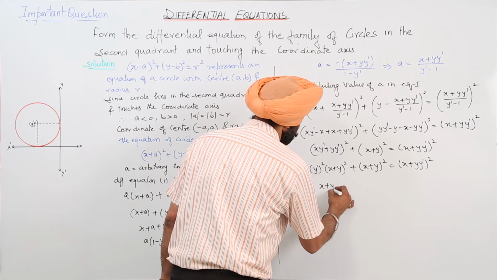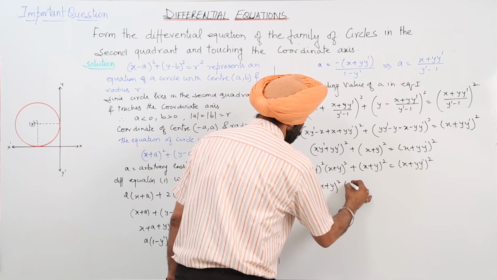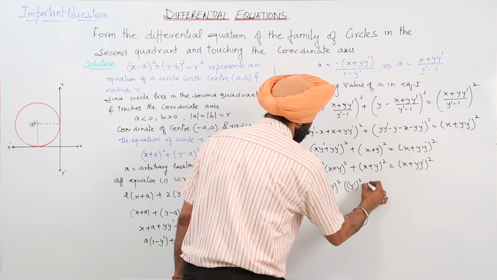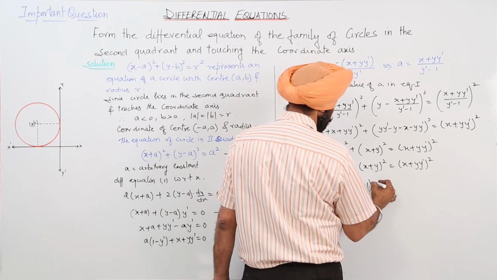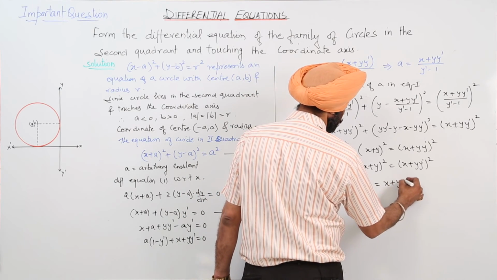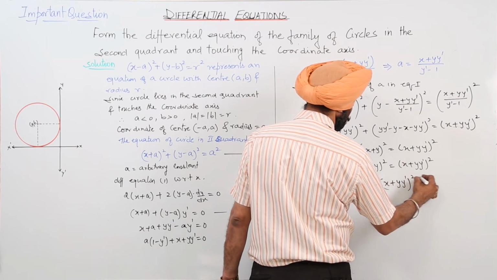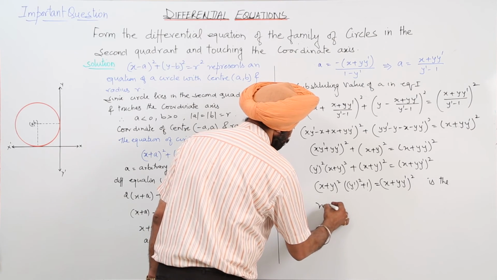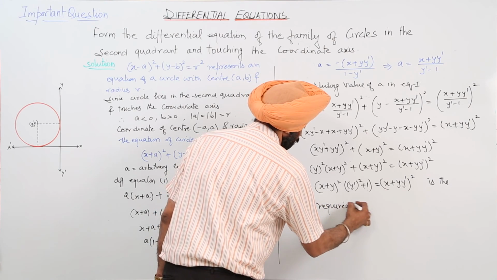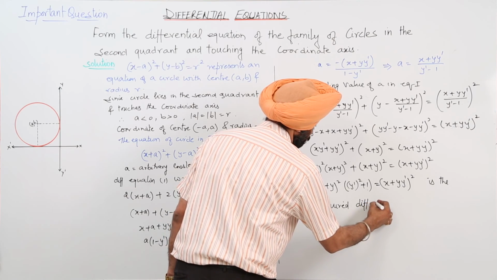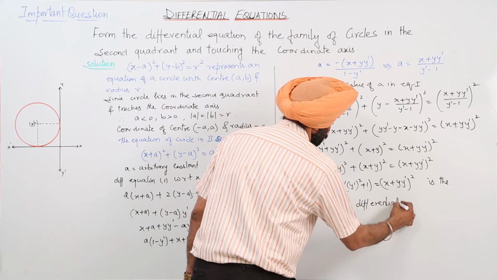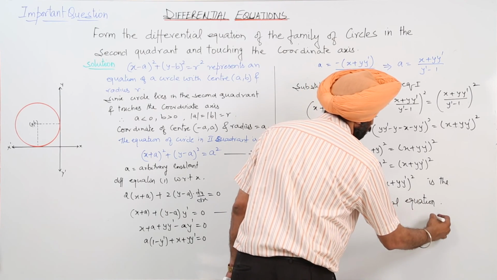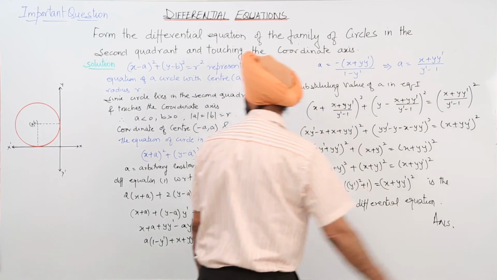Now (x plus y) whole square times (y' whole square plus 1) is equal to (x plus y y') whole square is the required differential equation. This is the answer.